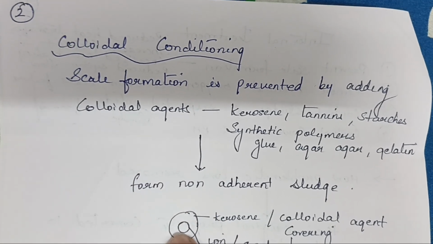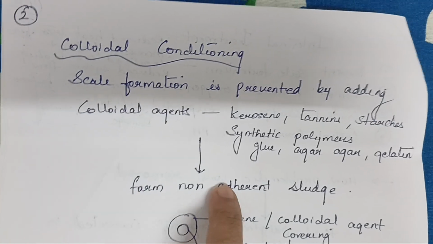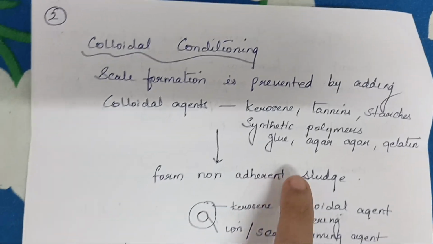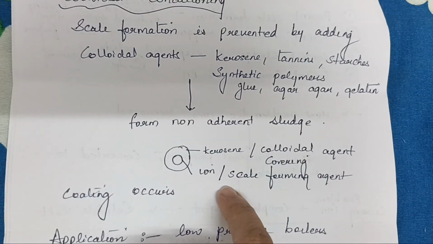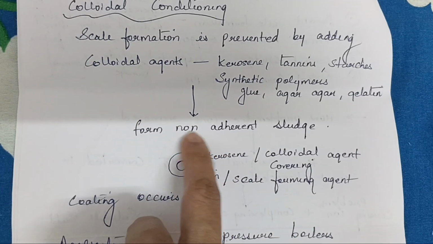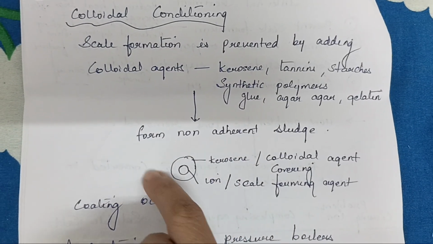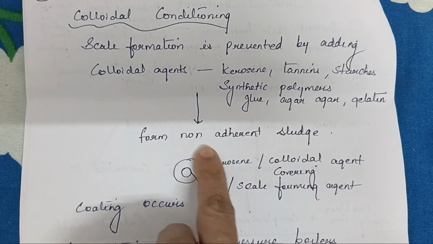or cation. By this what happens? It forms a non-adherent sludge. Basically what happens is that it creates a shell like structure, it covers it.